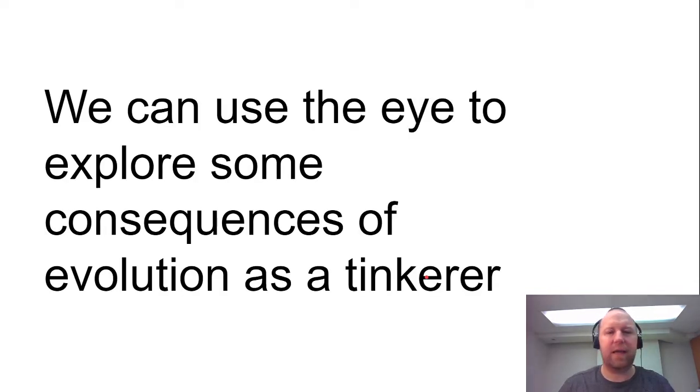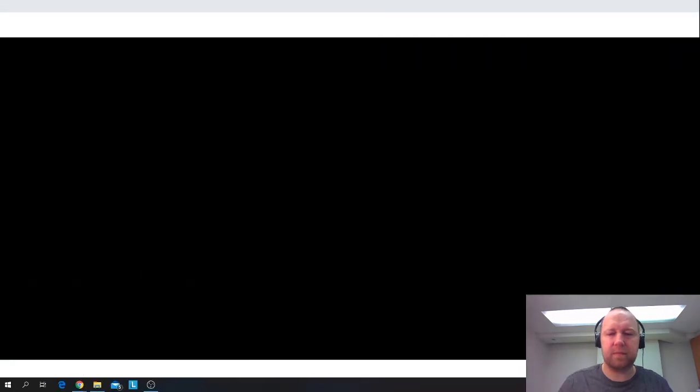We can use the eye actually to explore some of the consequences of evolution as a tinkerer. And these consequences apply to the eye, but they also apply to other complicated morphological structures that have evolved through this process of co-option and reuse and recombination of parts.